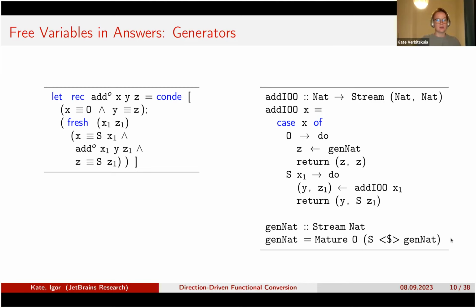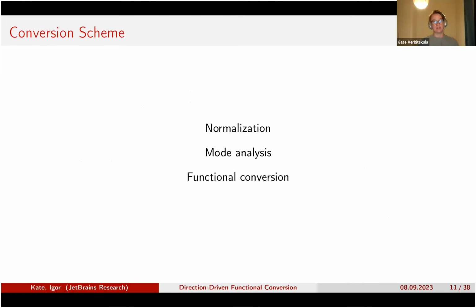Generators are something which we leave to users to provide, but the only thing which matters is that it's supposed to be a stream, because otherwise it would not be possible to guarantee the completeness of search again. And everything else in the translation of this particular direction is mostly the same as the previous two examples. So, all right. Let me proceed to explaining the conversion scheme itself.